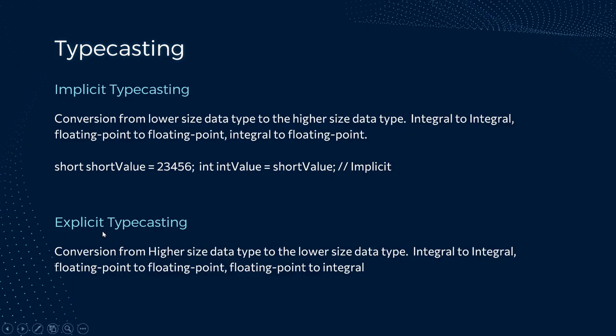And let's see about the explicit one. So explicit typecasting is conversion from higher size data type to the lower size data type, like integral to integral or floating point to floating point or floating point to integral. So here you can see there is an integer value 3443 and I want to convert it into short. So basically I am converting it from higher data type value to the lower data type value. So here short value is equal to int value, right? And then we need to typecast it explicit. So we need to provide this short data type in parentheses before this variable name. So this is called explicit typecasting.